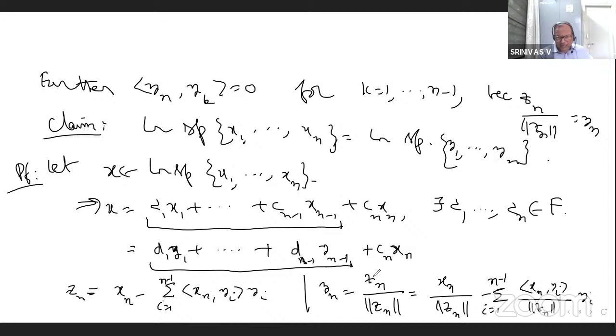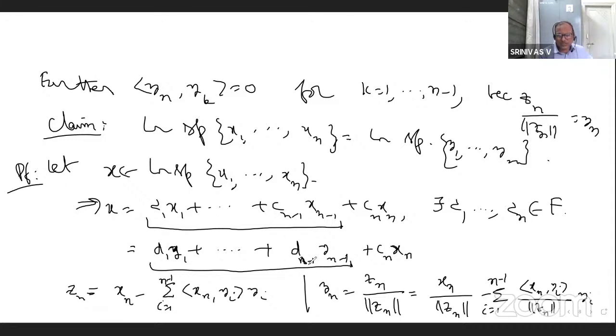And yn is a scalar times zn, and zn is what? Zn is this one. So yi for i equal to 1 to n minus 1 are in the linear span of y1 up to yn minus 1. These are in the linear span of x1 up to xn minus 1 by induction hypothesis. And therefore, this is in the linear span of x1 up to xn. So yn will be in the linear span of x1 up to xn. That's how a scalar times yn will also be in the linear span of these.